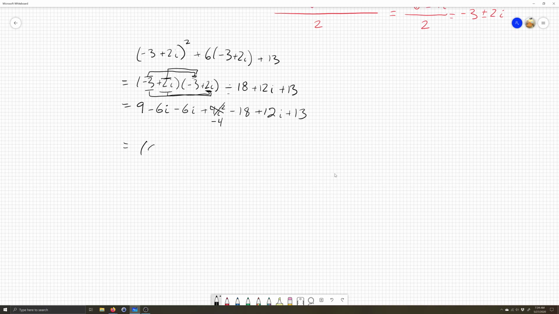So you get 9 minus 4 minus 18 plus 13, plus negative 6i minus 6i plus 12i. So again, 9 minus 4 minus 18 plus 13 is 0, and the i terms add up to 0 as well, so you get 0. All right?